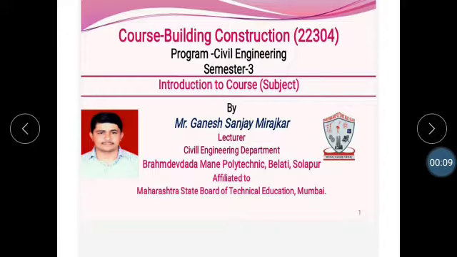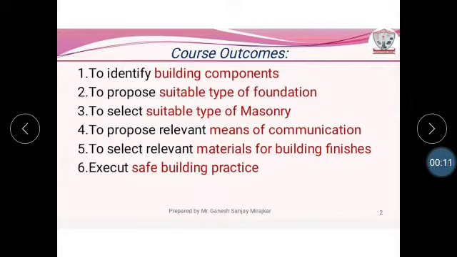Today we are going to discuss building construction, in which we will be discussing the functions of building components. The course outcomes are to identify the building components, to propose suitable type of foundation, to select suitable type of masonry, to propose relevant means of communication, to select relevant materials for the building finishes, to execute safe building practices. So these are the course outcomes.